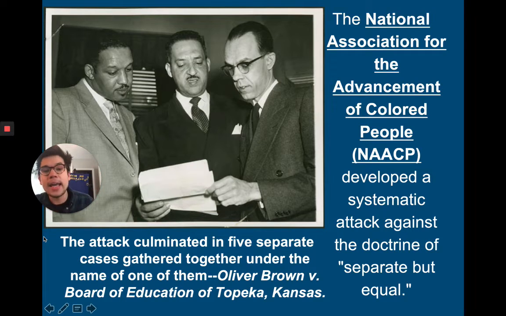And so they have the backing of not only the NAACP, but an attorney by the name of Thurgood Marshall, and he's going to go on to actually become one of the members of the Supreme Court. So here he's an attorney, he's with the NAACP, and they are working with the Brown family to overturn that decision from Plessy v. Ferguson.